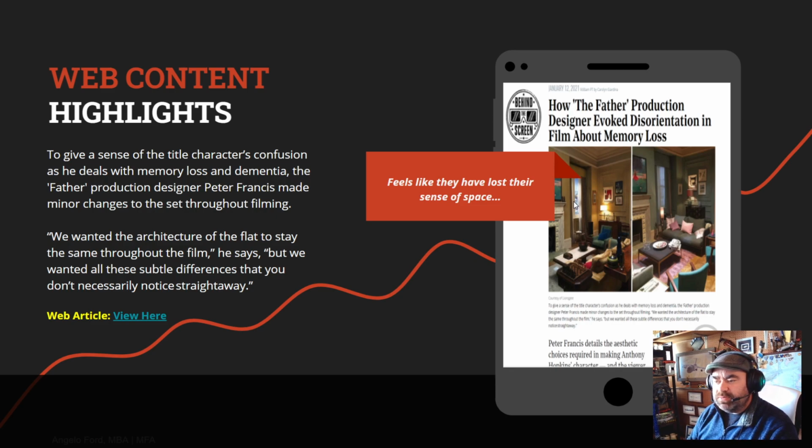I kind of pop up in here something that's interesting and applicable to what we're talking about with the aesthetics. This is about how a production designer evoked the feeling of memory loss on a set by using different kinds of changes to the scenes. You can tell that it's still the same room, but it's a different color and different chairs to represent a different time and period. And then the character doesn't understand why the room isn't right. Even though it's the right room, something doesn't feel right about it. And I love his quote here that he wanted the architecture to stay the same throughout, but really wanted subtle, noticeable differences. So this is a really great way to look into your production design.